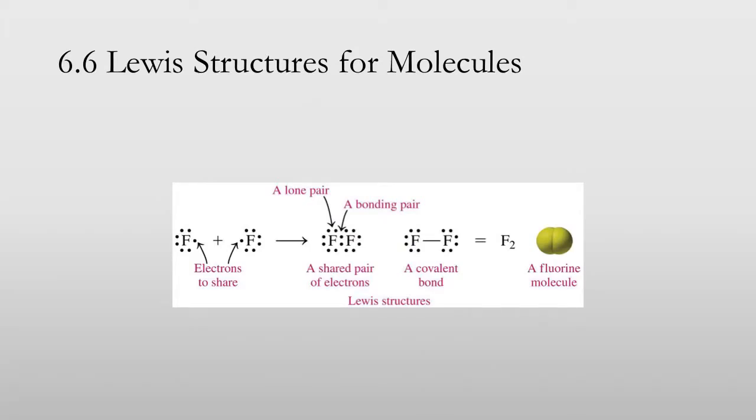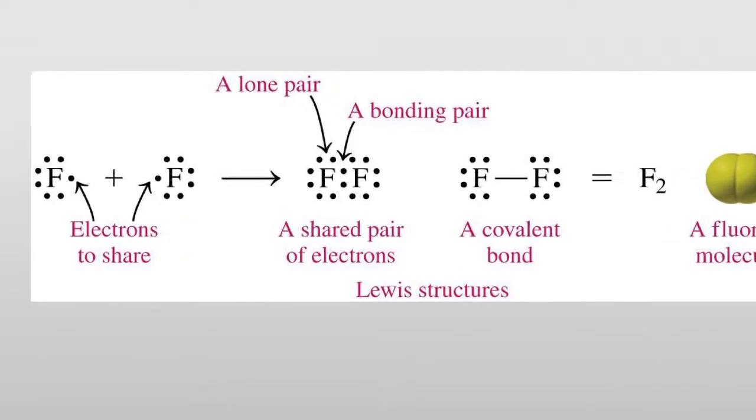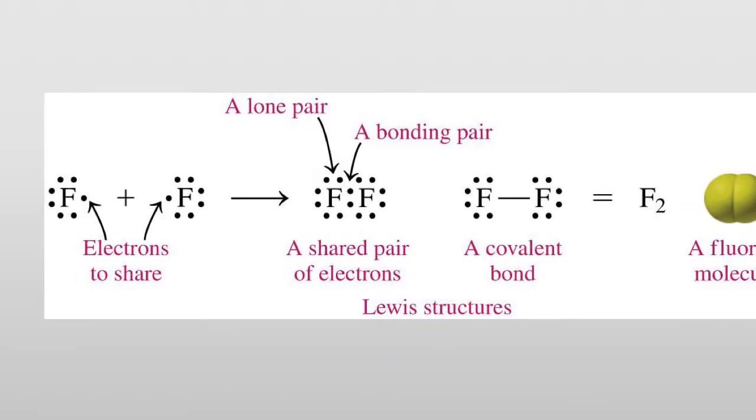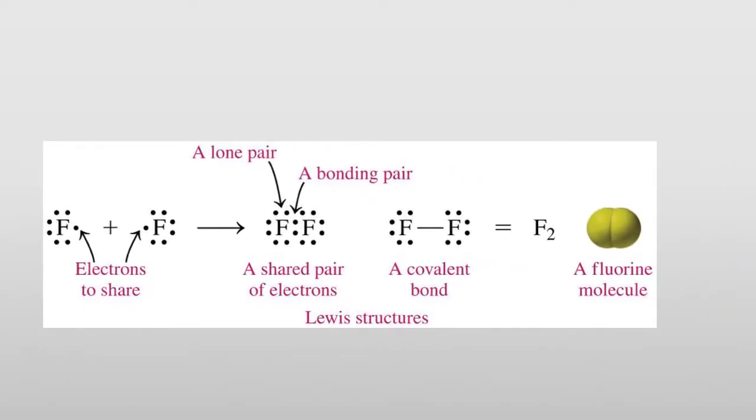All right, so this is just another picture showing the bonding and Lewis structures of a molecule. We have fluorine molecule being formed. So it has the electrons that are to be used to share on the left, arrows pointing to them. They get shared in the middle, which you could have as a bond. And then at the end you have the space filling model right there.